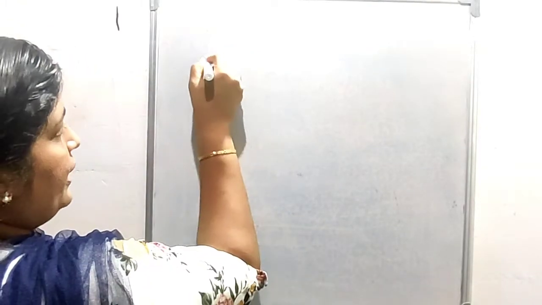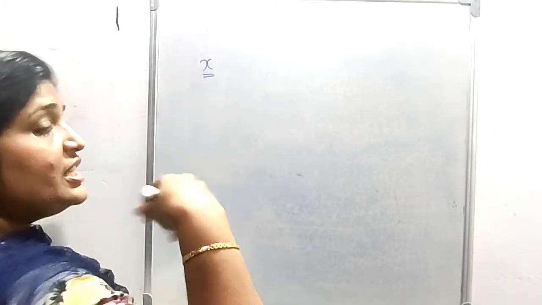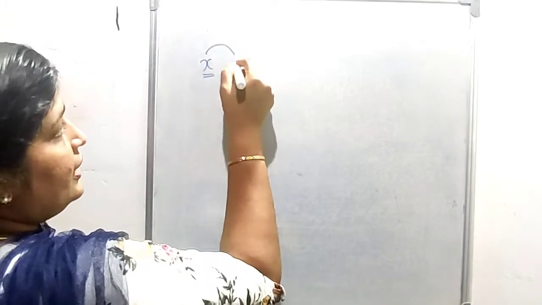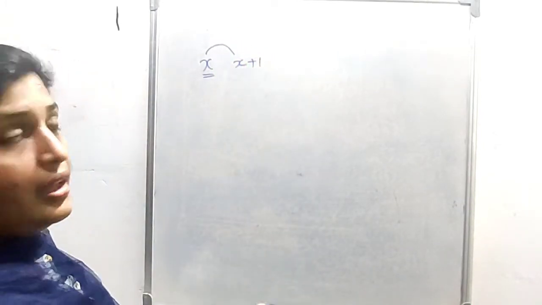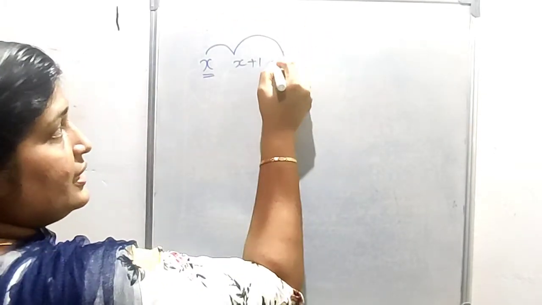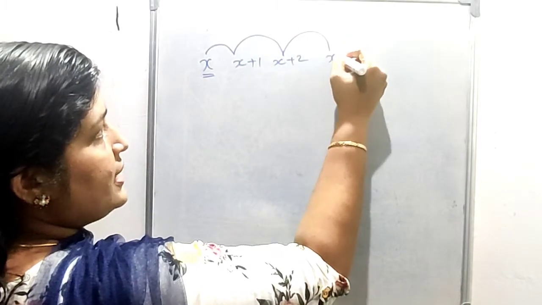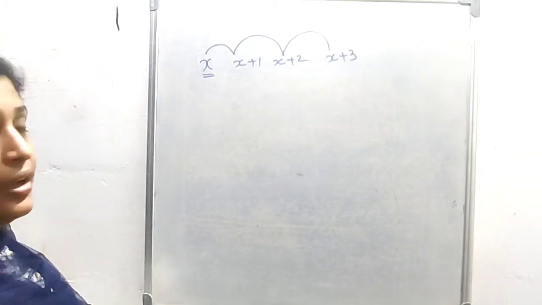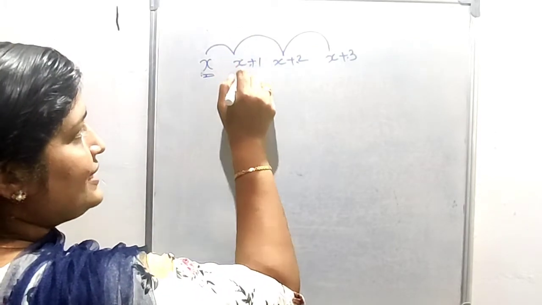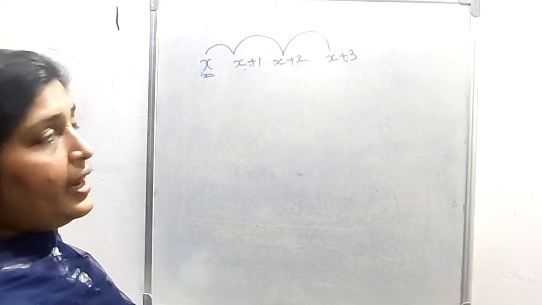So here I am going to take the first number as x. Then if x is a natural number, which is the next natural number? Yes, 1 more than x. Okay, that is equal to x plus 1. And which will be the third number? That is 1 more than this, that is x plus 2. Then again 1 more than this, x plus 3. Okay, so here we have 4 consecutive natural numbers. Say x, x plus 1, x plus 2 and x plus 3 are 4 consecutive natural numbers.